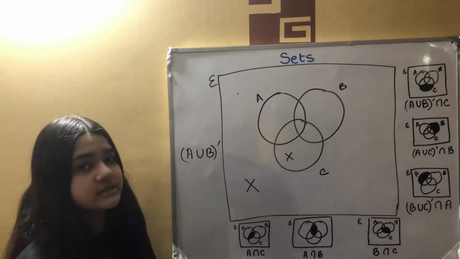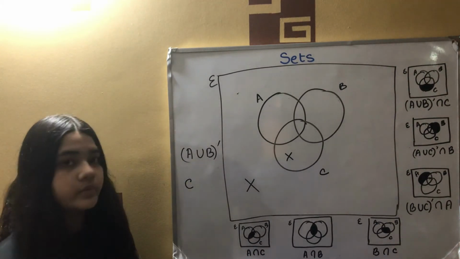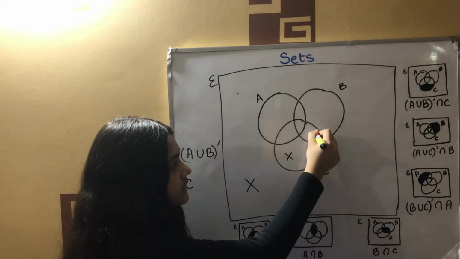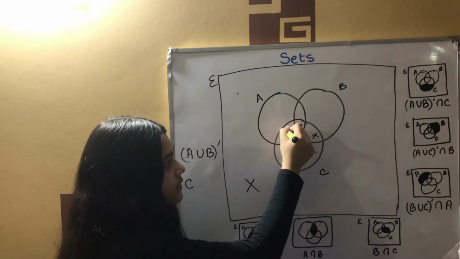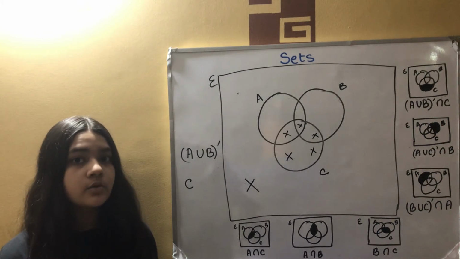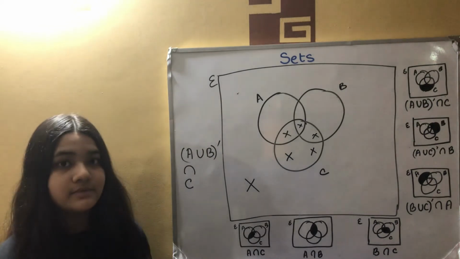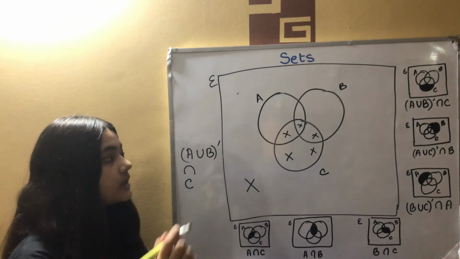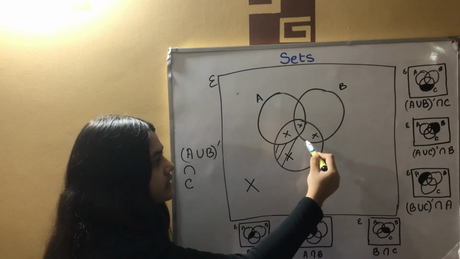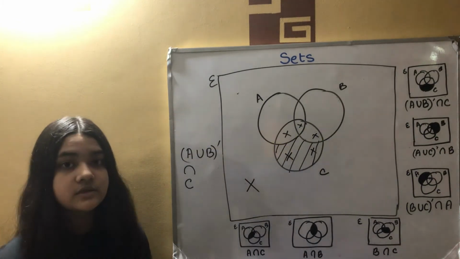And then intersection C. So let's look at the parts which are C. This part, this part, this part and this part is C. And here we have to find the intersection. That means the common part. The common part is only this region. So we have shaded only this region.